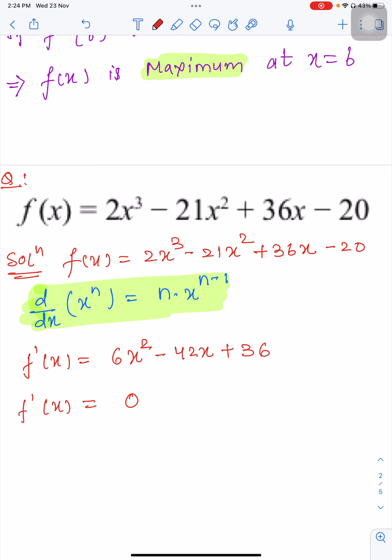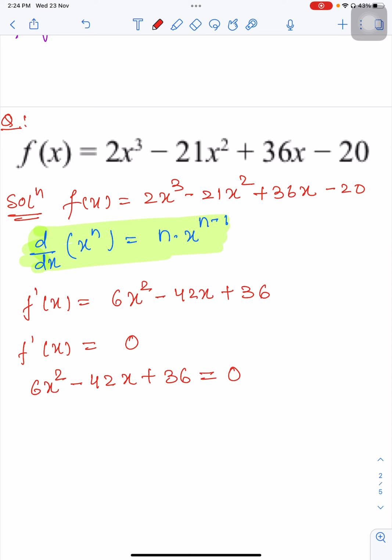So let's say f dash x is 0. So we will have 6x square minus 42x plus 36 equals to 0. अभी आप क्या करेंगे? इसको हमें solve करना. You can see that this is a quadratic equation. For our calculation purpose, we'll divide both sides by what? 6. So this will become x square minus 7x plus 6 equals to 0.